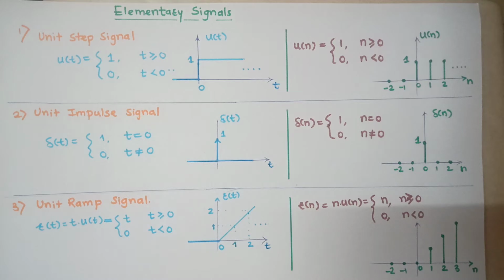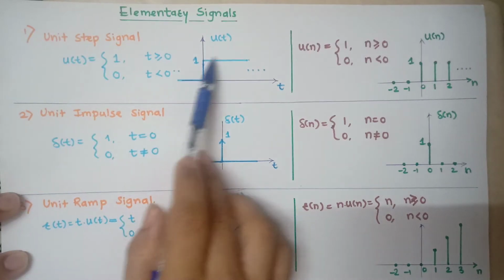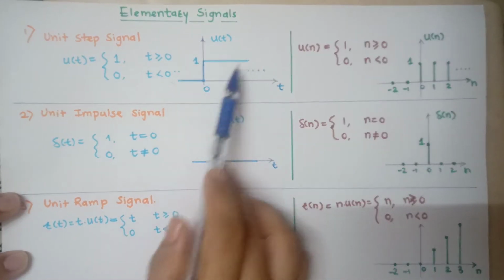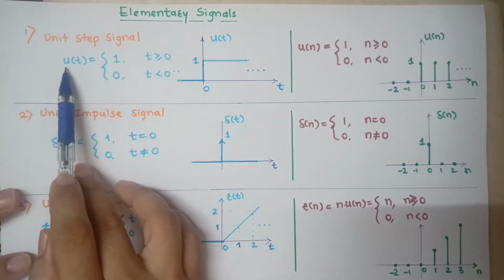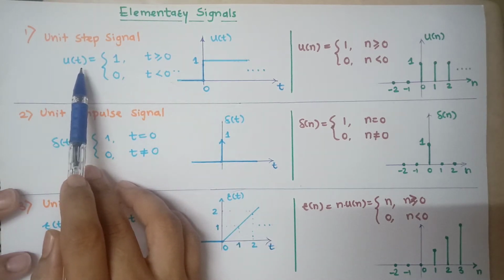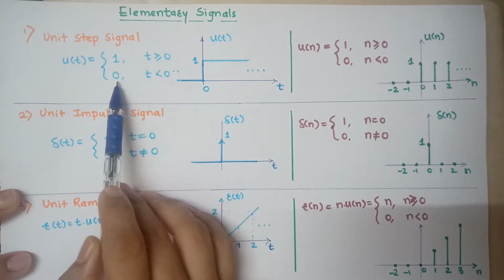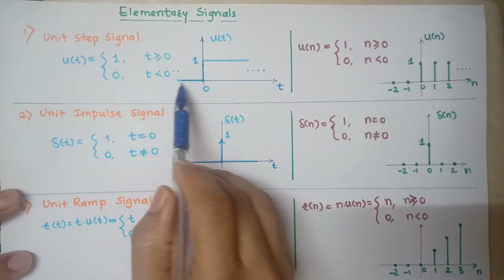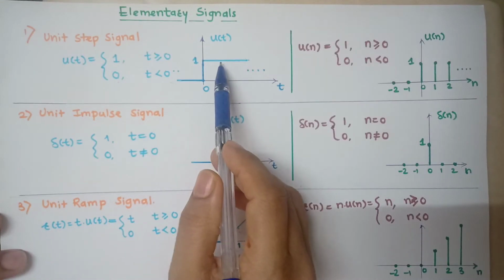As you can see, I have drawn these functions or signals. The first one is the unit step signal. It's like a step. Its amplitude is 1. It is called u of t in continuous time. So u of t is equal to 1 for t greater than 0 and 0 for t less than 0. Here the values are 0, here the values are 1. It is like a step.